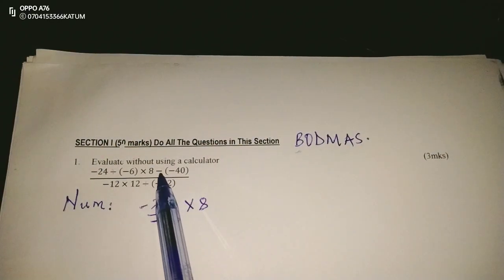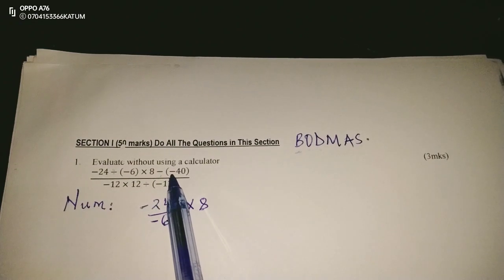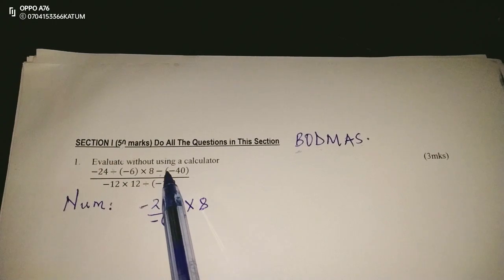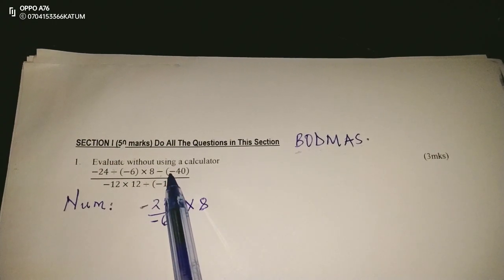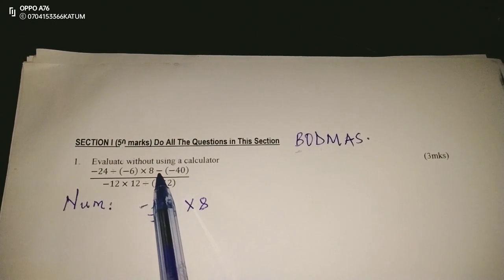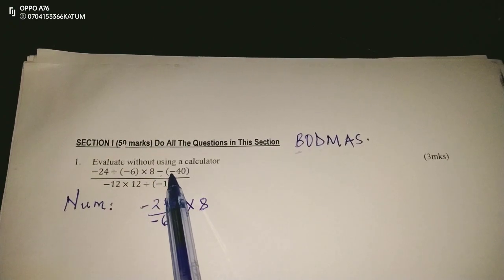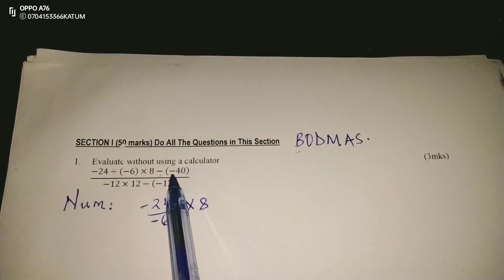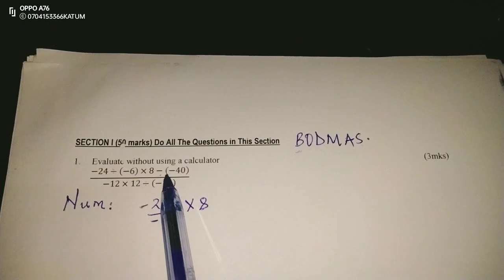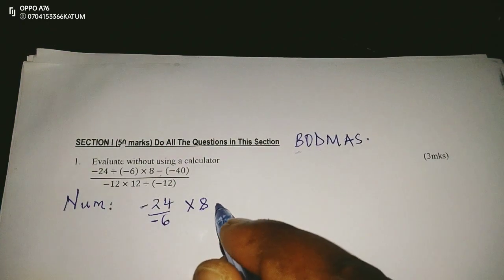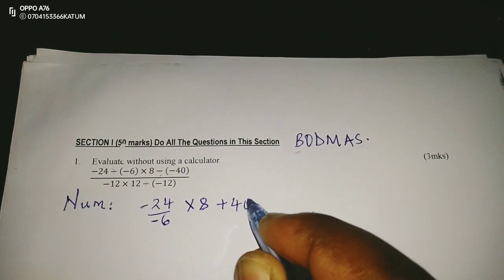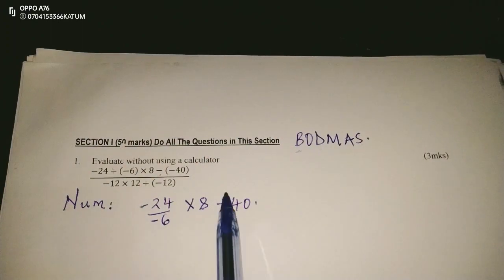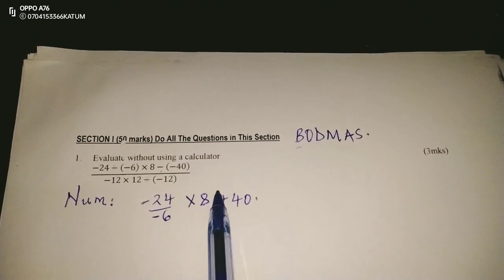Then there is another bracket here, whereby it's minus a negative 40. So I'll again open this bracket. When two negatives are multiplied to open the bracket, they become a positive. So finally, I'll be adding 40, because this will become an addition. Now I'm done with brackets.